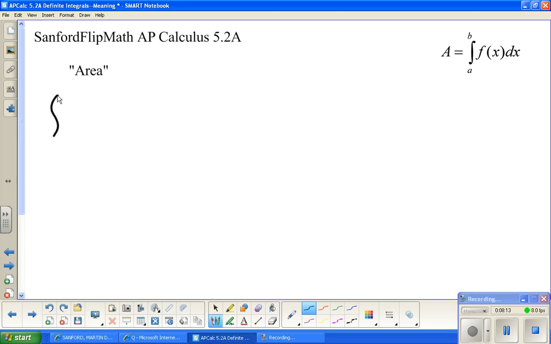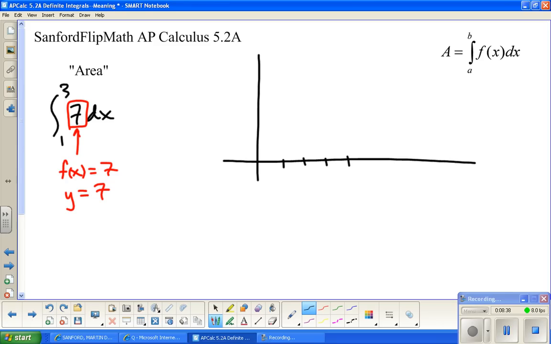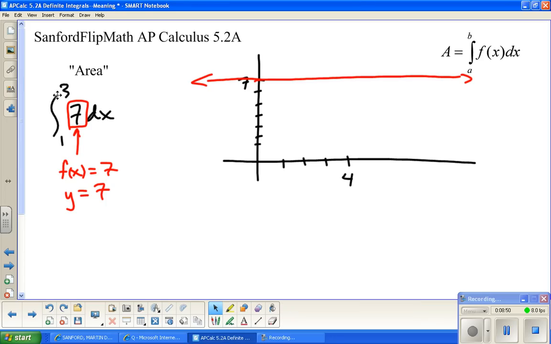So we're going to do the integral from 1 to 3 of 7 dx. Remember that the integrand, the argument for the integral, is the f of x. So we're saying f of x is 7, or in other words, y equals 7. Let's remind ourselves what that looks like. It's going to be a very exciting graph. And there it is. We are interested in looking at it from 1 to 3.